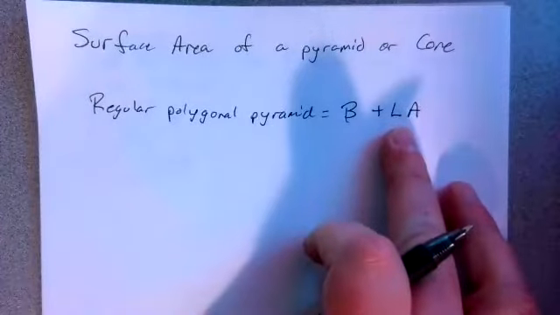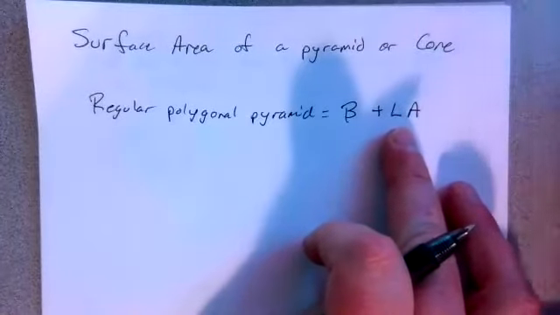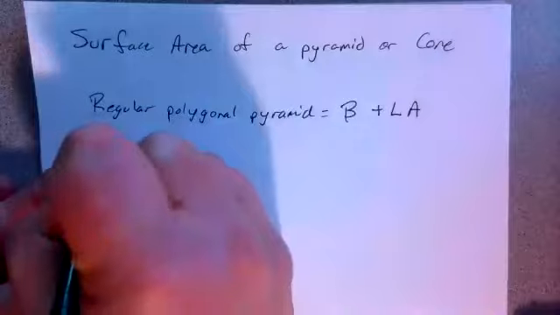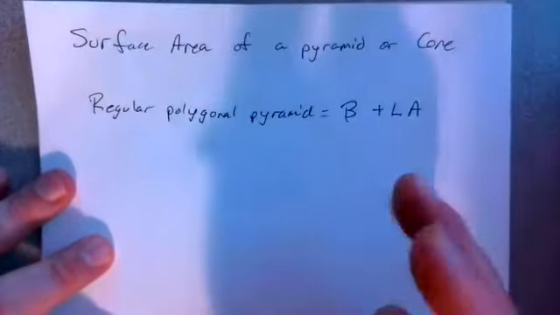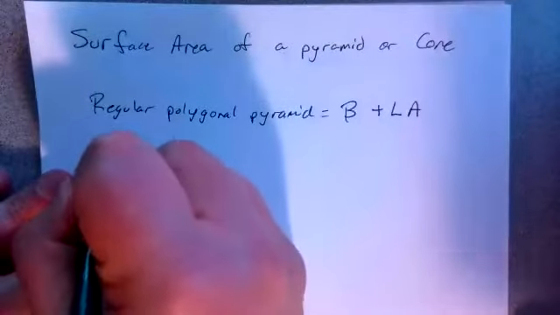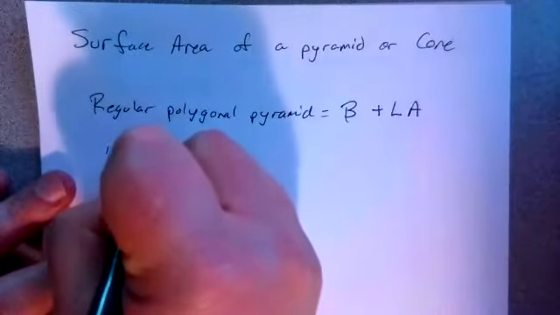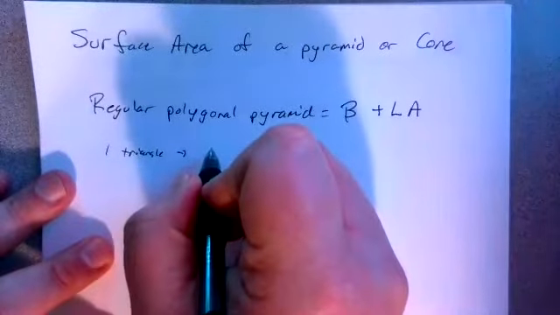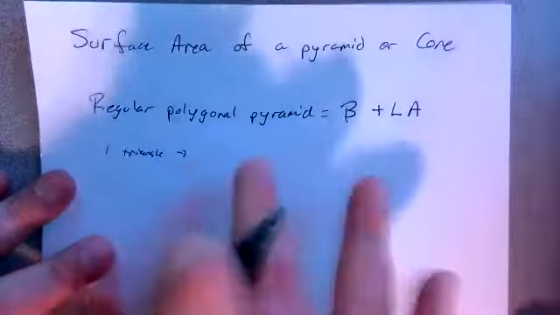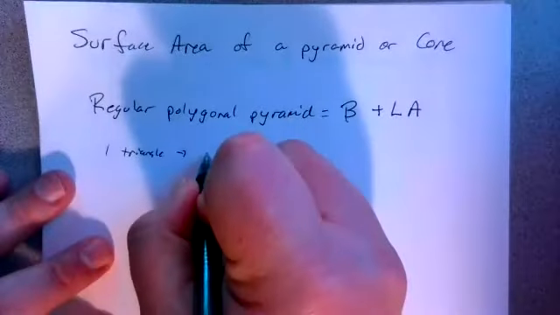Now, remember, the lateral area is going to be made up of different triangles. So each triangle needs to have a base times height, right? So one triangle is going to be the slant length, which would be, excuse me, I'm going to start here.